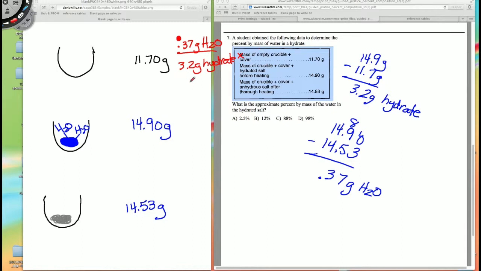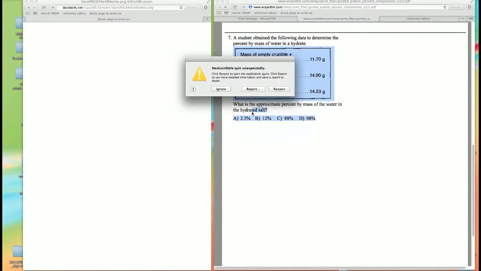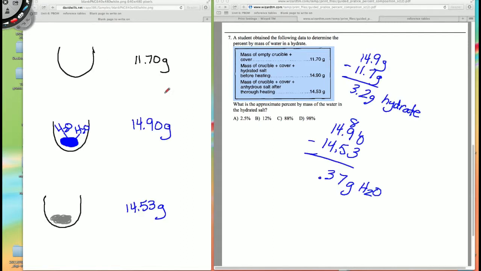I did it again. Okay, well, I'm going to attempt to just tell you the answer, because obviously it does not want to finish this question.